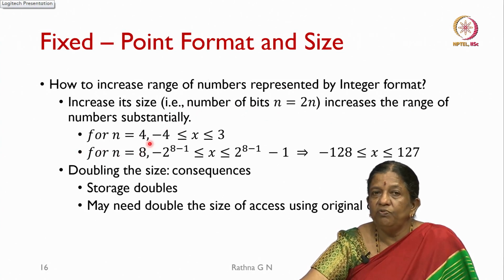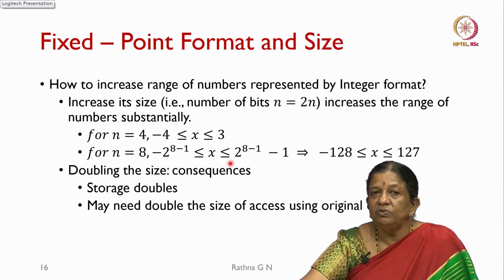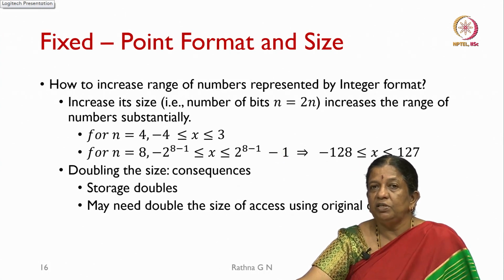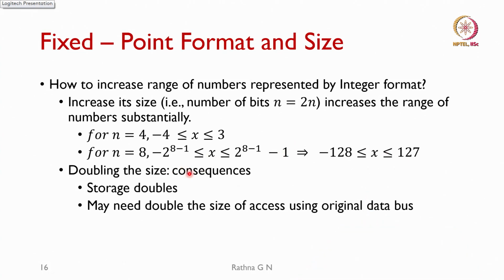For n equal to 4, my representation is between minus 4 to 3. When I increase this n by 2 times, n becomes 8. So the range of numbers that I will be representing is minus 2 power 8 minus 1 less than or equal to x less than or equal to 2 power 8 minus 1 minus 1, which is equivalent to minus 128 less than or equal to x less than or equal to 127. So what will be the consequence of doubling the size of this number?